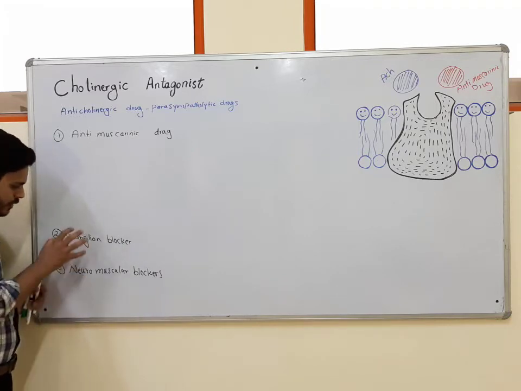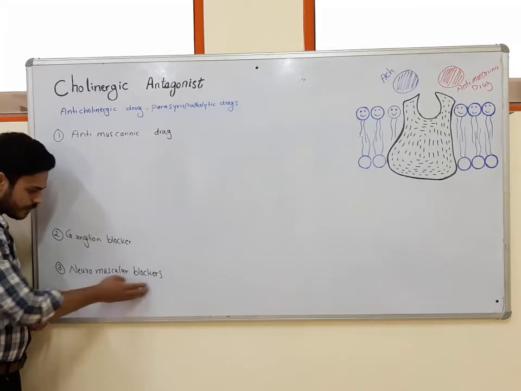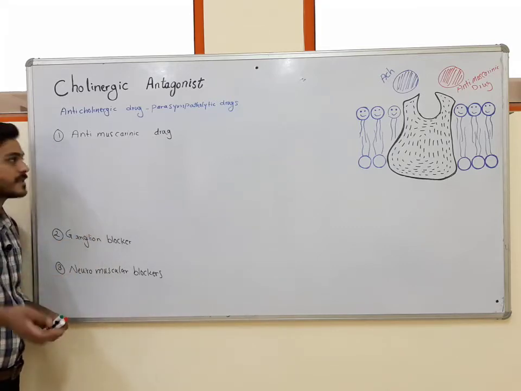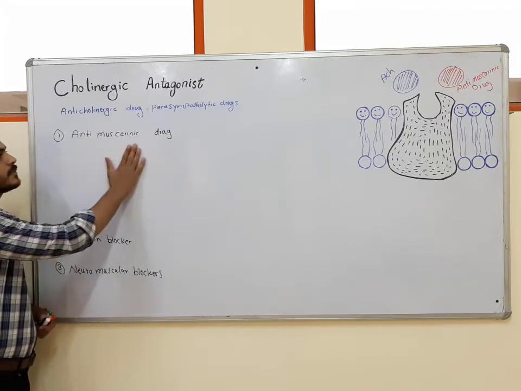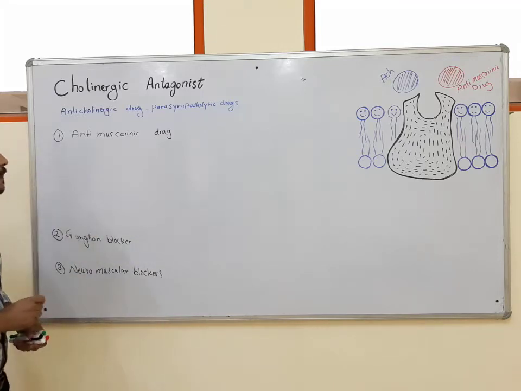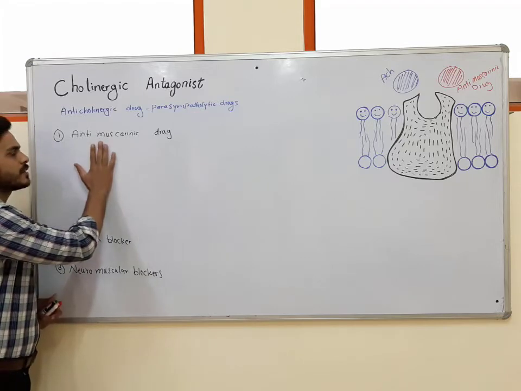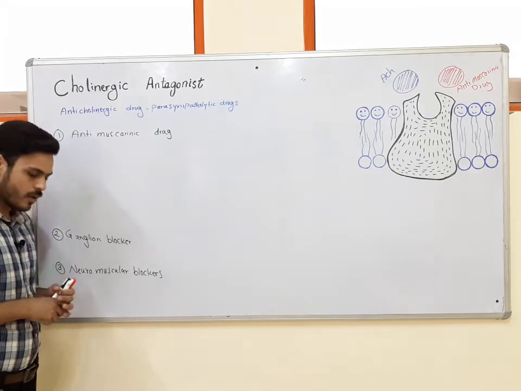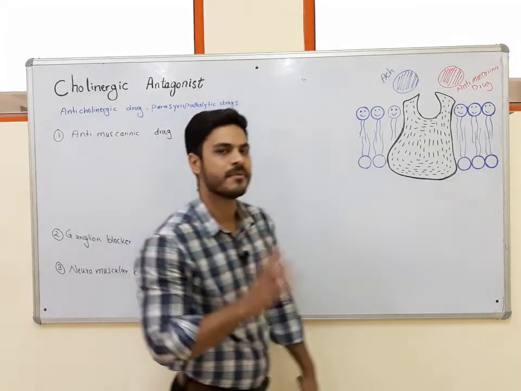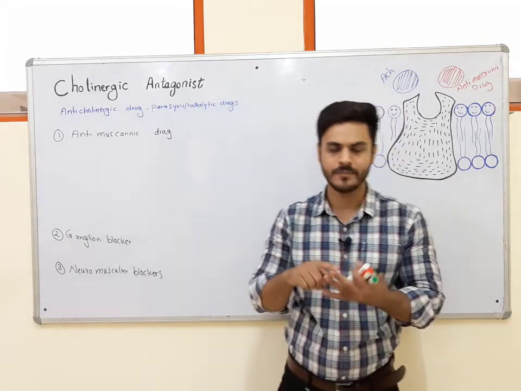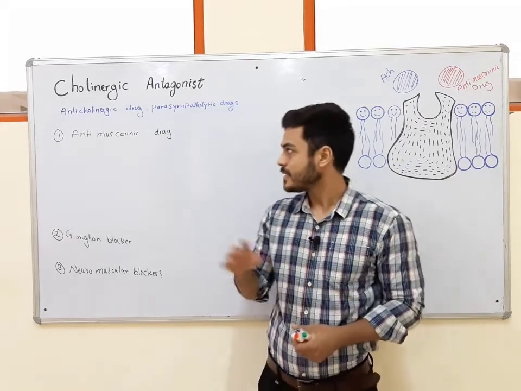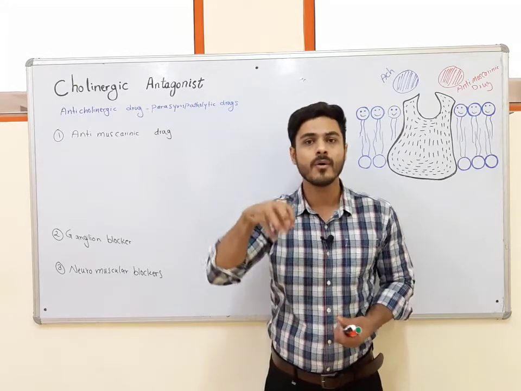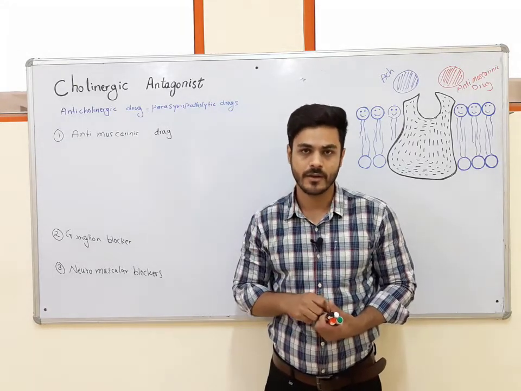We are not going to talk about ganglion blockers and neuromuscular blockers in this lecture. We'll talk about these two groups of drugs in the next lecture. We will only talk about anti-muscarinic drugs in this lecture. Anti-muscarinic drugs, as I explained, block the muscarinic receptors. We know that we have 5 subtypes of muscarinic receptor: M1, M2, M3, M4, and M5. These anti-muscarinic drugs can block all 5 subtypes of muscarinic receptors.